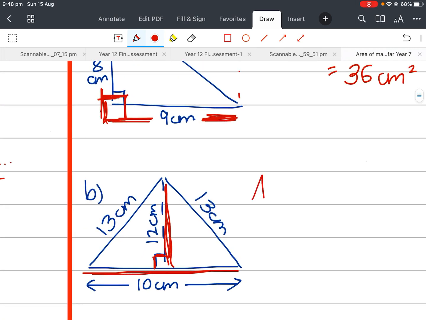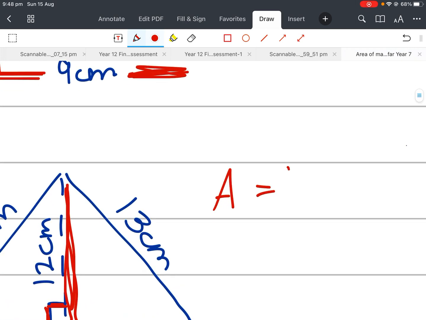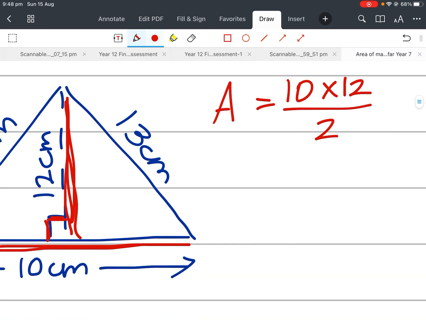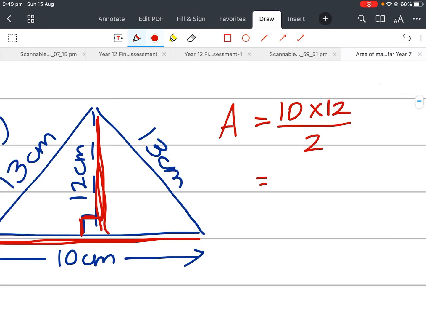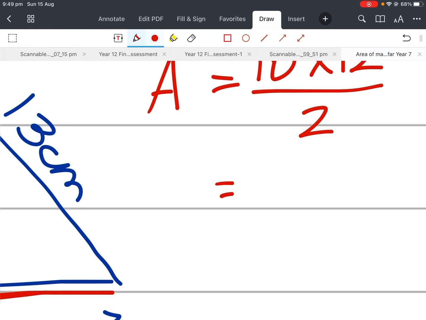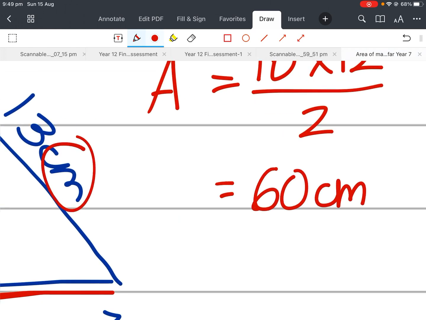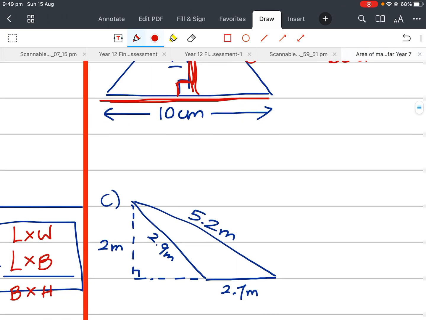So area equals 10 is the base, height is 12, and then I'm going to divide that by 2 because I know that a triangle is half a rectangle. So on my calculator, 10 times 12, press equals, I get 120. Divide that by 2, you might know this in your head. That answer is 60. Now it's in centimeters, but it's an area answer, so I'm going to write centimeters squared.